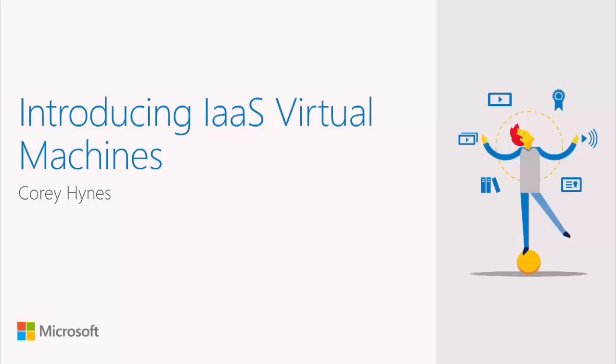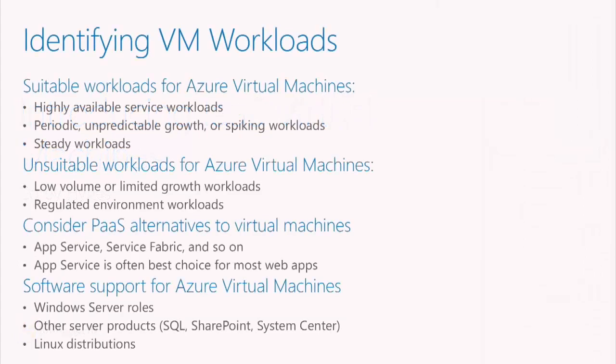Okay, in this first module, let's take a look at an introduction to IaaS virtual machines. Now, a great place to start is identifying what is a good virtual machine workload to actually put on Azure. We know we can run virtual machines on Hyper-V in our data center, but does everything we do in our data center translate to Azure? Is everything we do in our data center suitable to run on Azure? And the answer is that, well, not everything is. So what do we recommend? What are the suitable workloads for Azure?